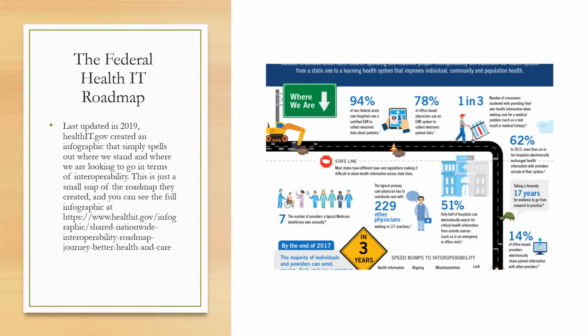But if you look in the middle of it, it says 51%, only half of hospitals can electronically search for critical health information from outside sources. So they cannot find or have access to information outside of their personal systems or their specific HIEs in order to gather more patient information. You can again go to the link on the page, you can see the full roadmap and where some of the goals are going to be by the end of 2017. Again, we are a little bit past that, but it's a good idea of where we started.